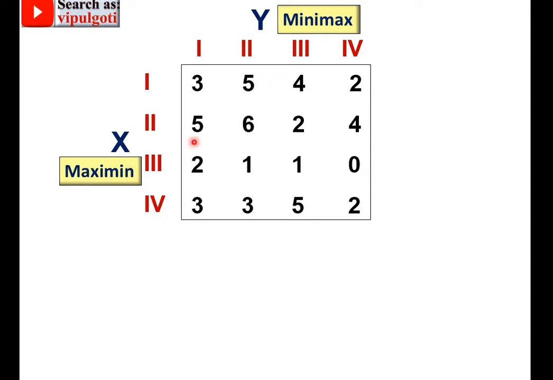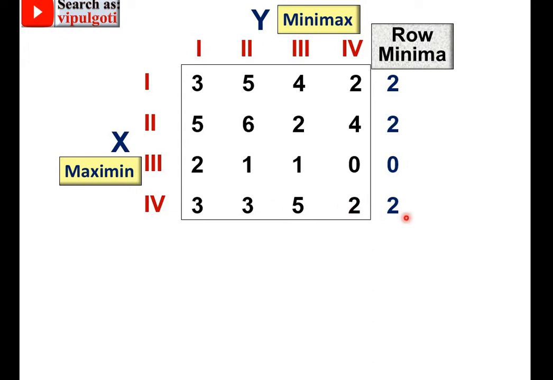So first I am going to find the minimum values from each row, that is called the row minima. So here the minimum value is 2, the next minimum value is also 2, the next minimum value is 0, and the next minimum value is 2. Now here maximin, that means the maximum value out of all minimum values. So actually there are three different places where the maximum value is there. So you can encircle these three places also.